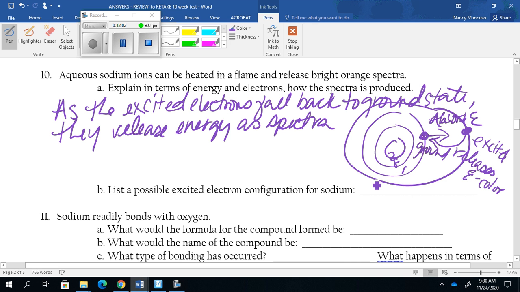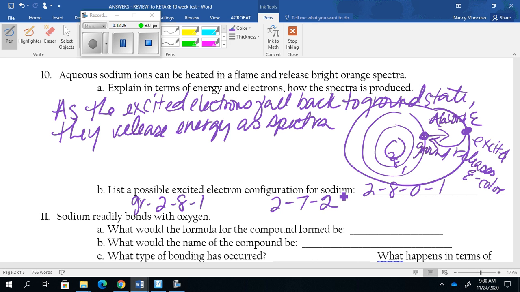So what we just did was 2-8-0-1. A really common one, I would say. All right, so ground is 281. A really common one that I would expect you to probably write is 272, meaning have one from the second shell go out to the third shell. Important thing, check and make sure it still adds up to 11. You did not gain or lose any electron in this process.